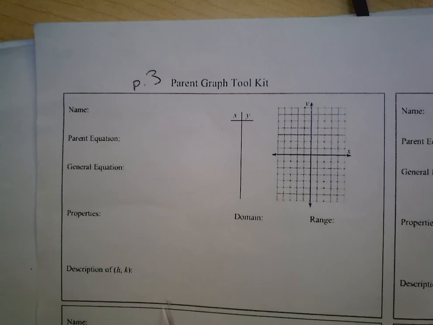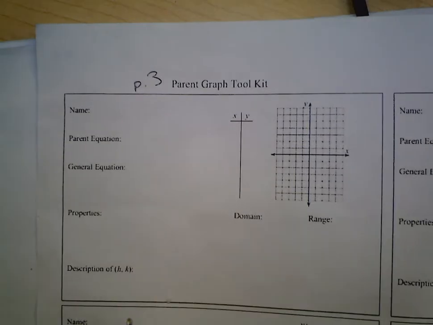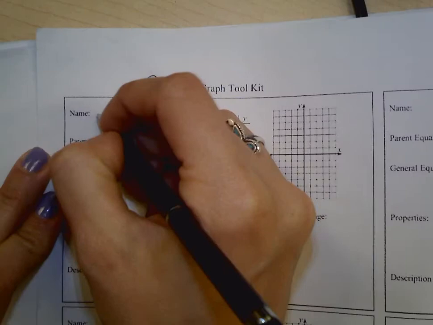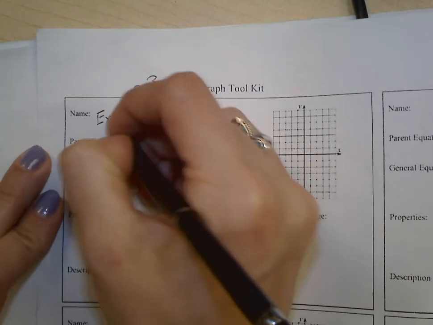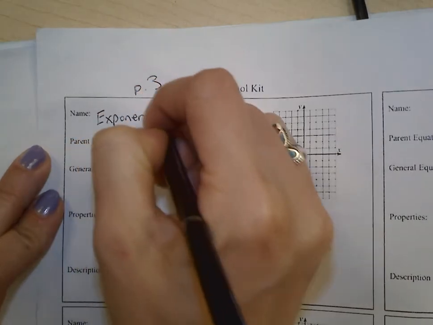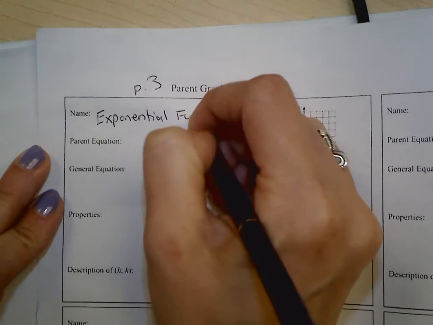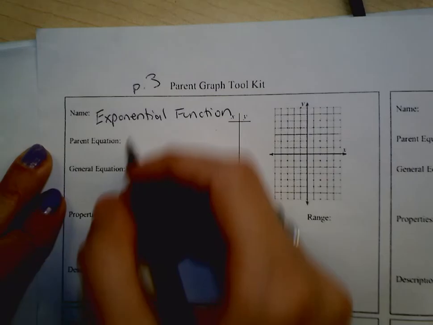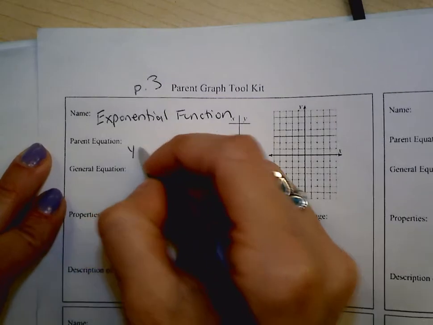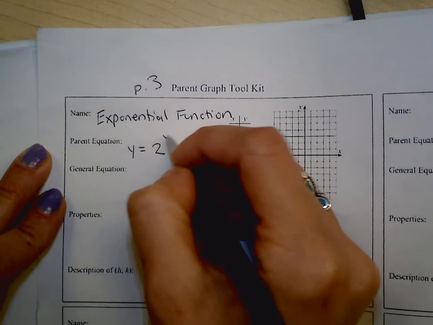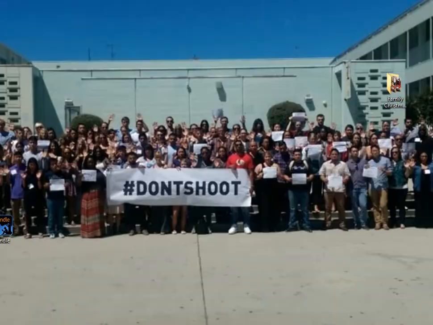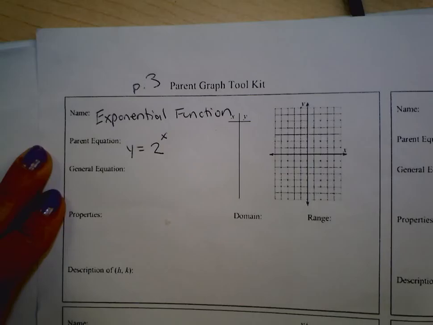Okay, I'm on page 3 of your packet, and we're going to go through a couple of these parent graphs. So the first one that we're going to go over is the unit that we're on now, exponential functions. And the parent equation here is going to be y is equal to 2 to the x. And we know it's an exponential equation because the x is in the exponent.